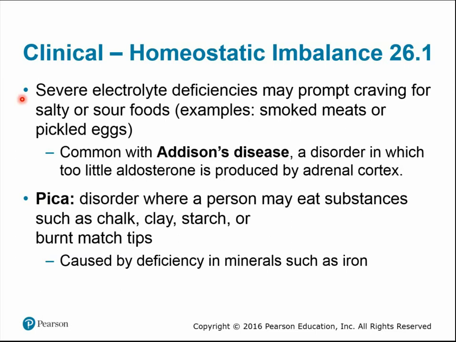So this is common with things like Addison's disease. So we talked about this in the endocrine chapter. So we have too little aldosterone being produced. And since aldosterone causes sodium reabsorption, this means people with Addison's disease can't absorb enough sodium in their kidneys. So they're going to be deficient in those salts. So their body's going to crave the salty food to obtain the sodium they need.